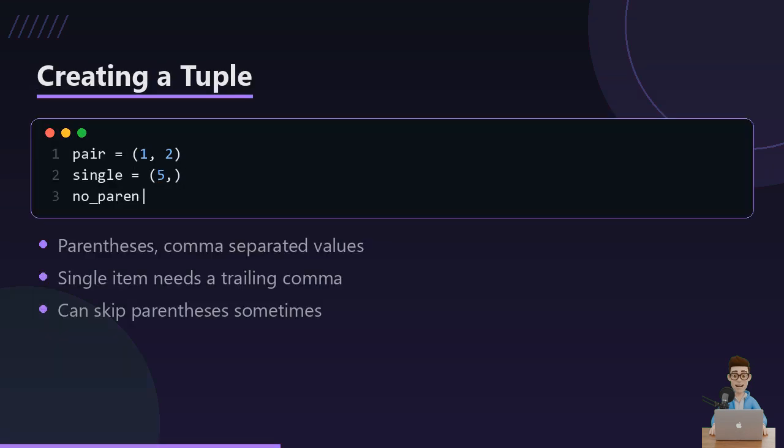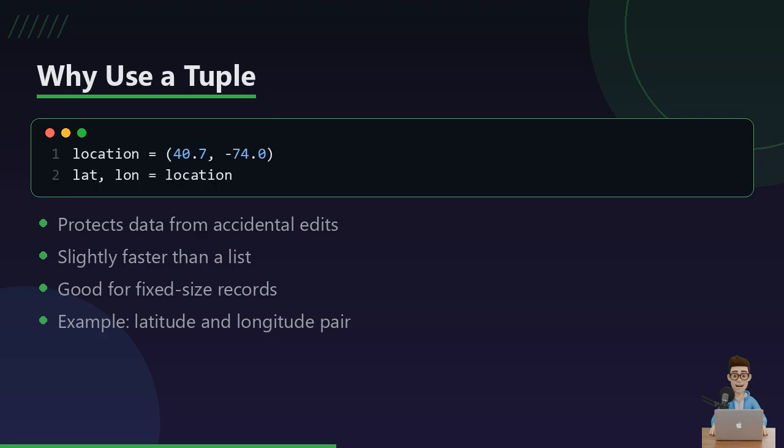Here is the trick that catches almost everyone at least once. If you want a tuple with just one item, you need a trailing comma. Otherwise, Python just sees regular parentheses around a number, not a tuple at all. You might wonder why not just use a list everywhere. A tuple signals to anyone reading your code that this data is a fixed record, like a coordinate pair, and it physically cannot be changed by accident later in the program.